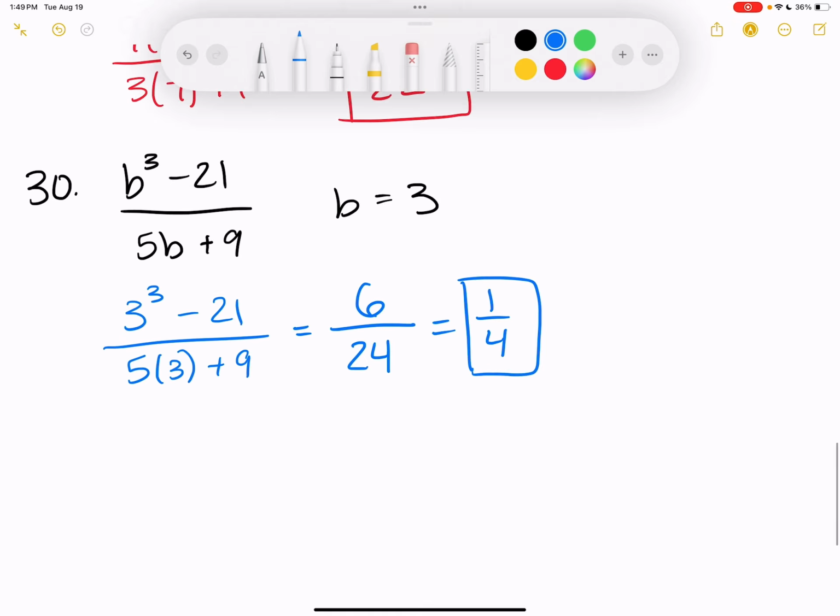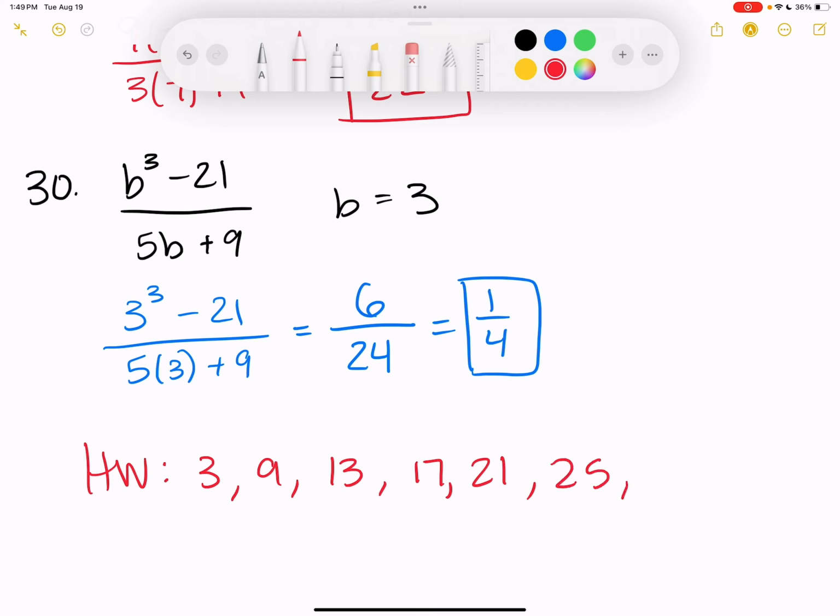All right, problems then are 3, 9, 13, 17, 21, 25, 27, and 29.